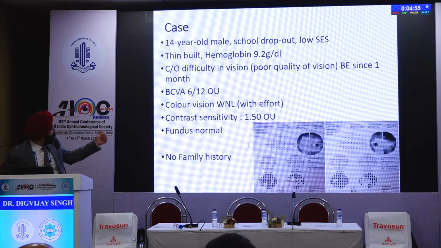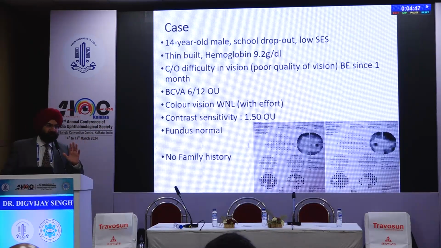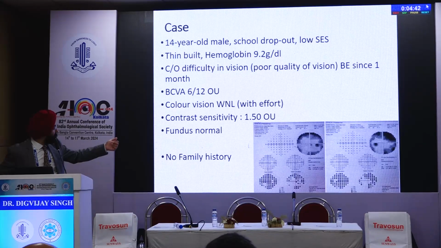Let's come to a case here. This is a young boy, of thin build, who was having vision loss over time. Vision had come down to 6/12 in both the eyes, and remember, these are somewhat symmetrical vision losses that you'll get in these cases. Color vision was within normal limits initially. Contrast was slightly decreased. The fundus appeared absolutely normal. There was no family history of any disease.